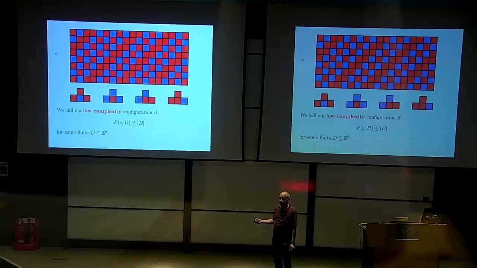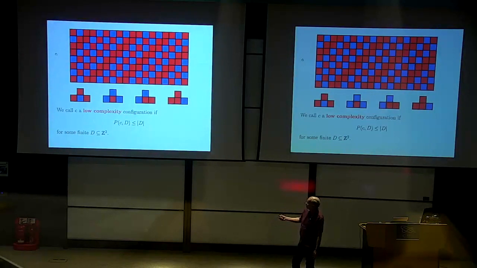And when does a configuration have low complexity? I define it as follows. I say that a configuration has low complexity if the number of patterns is at most the size of the shape, meaning the number of cells in your shape. So this example is a low complexity configuration because we have 4 different patterns and the size of the shape was also 4, so this inequality is satisfied.